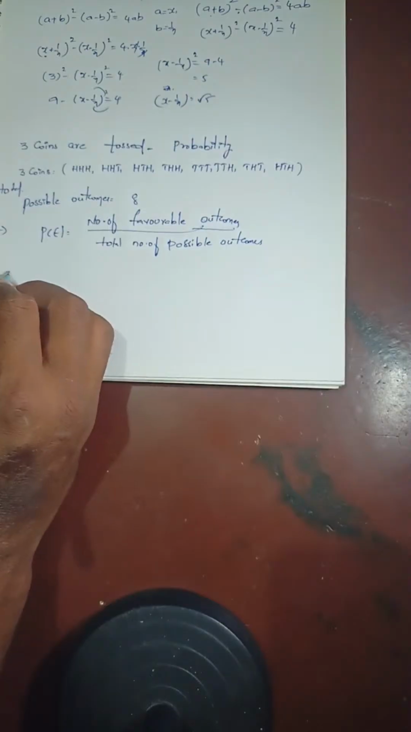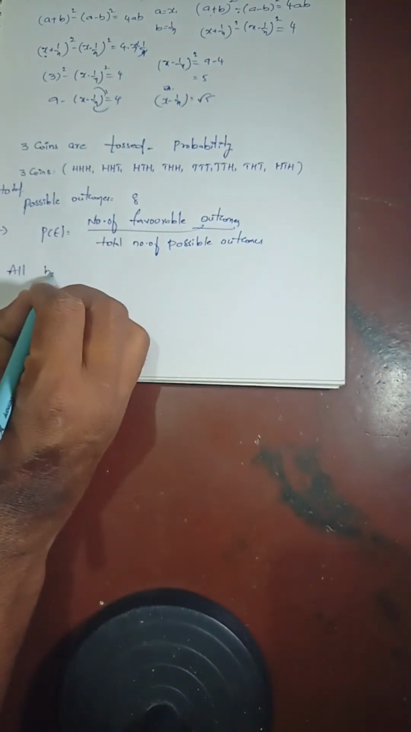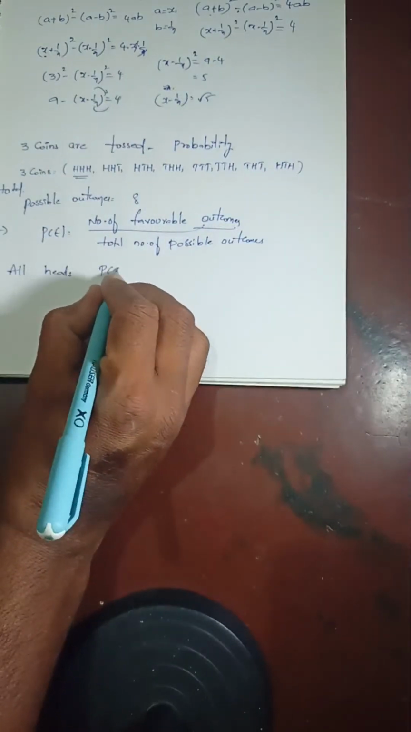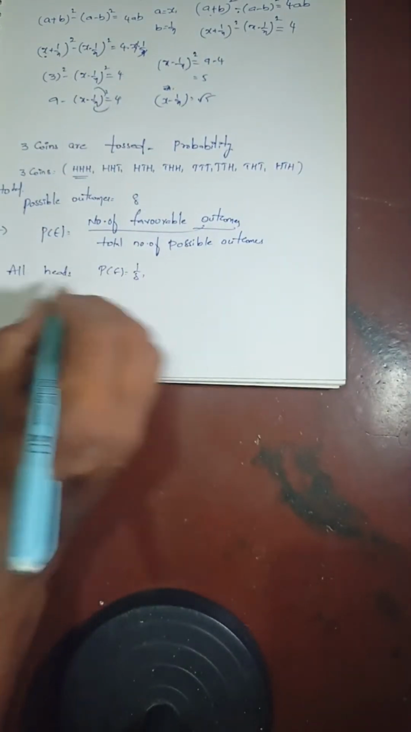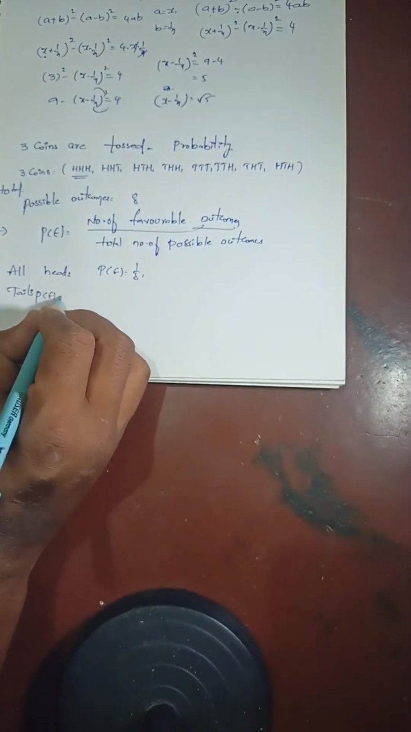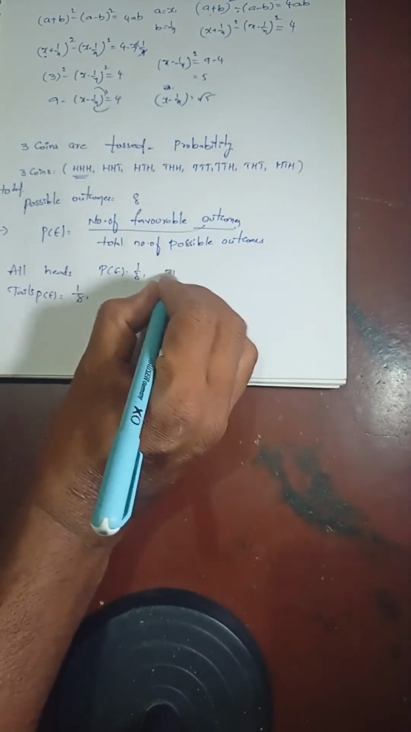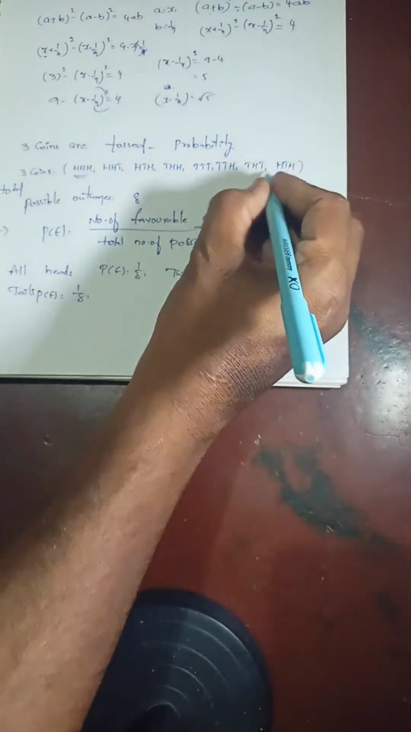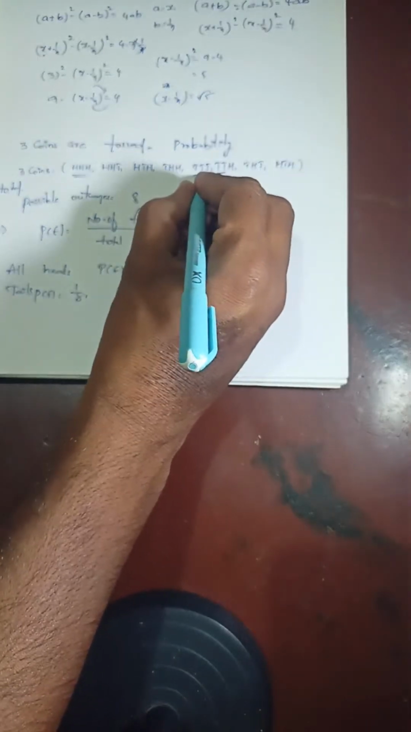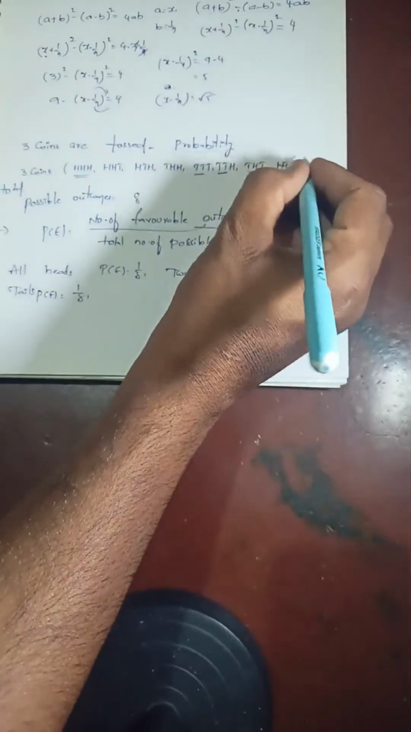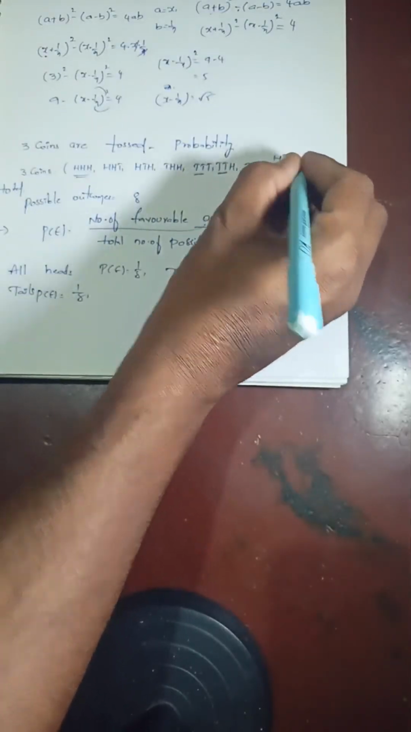Now see, if I am getting all heads, how many times are we getting it? Only one time. So probability of the event becomes 1 by 8. All tails, probability of an event 1 by 8. At least two tails, where we are having, see, 2 tails, 1, 2, 3. Sorry, this one is head, tail, tail.